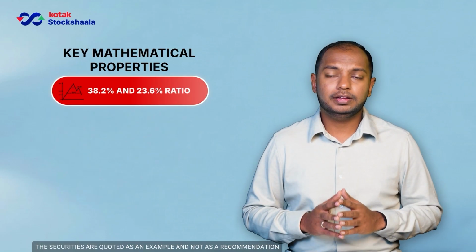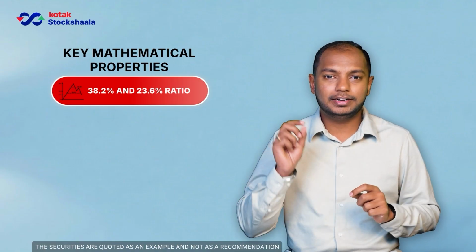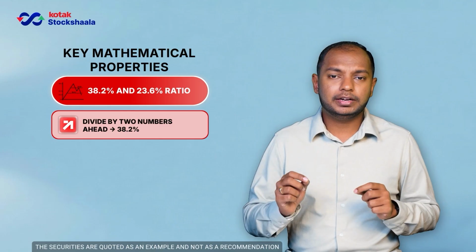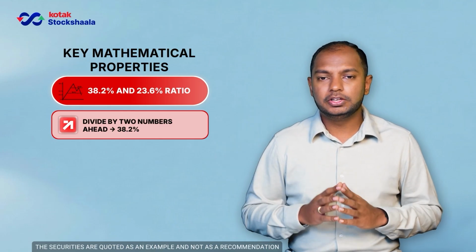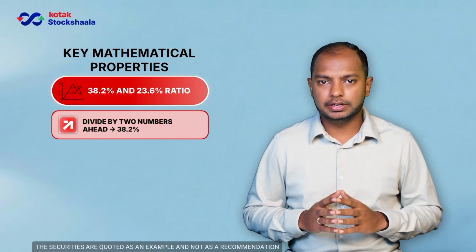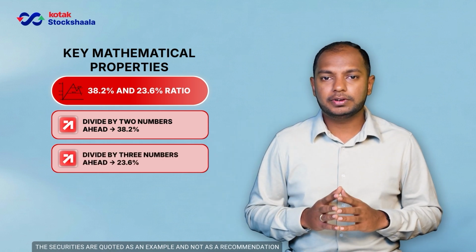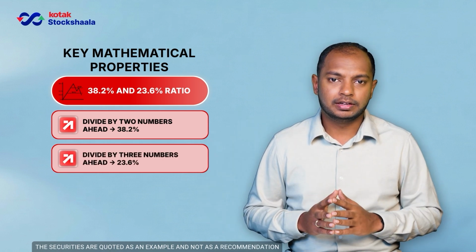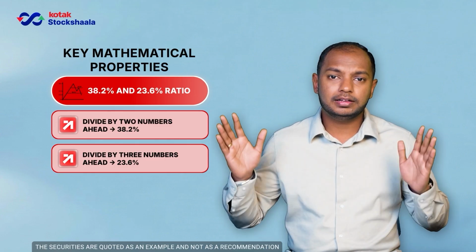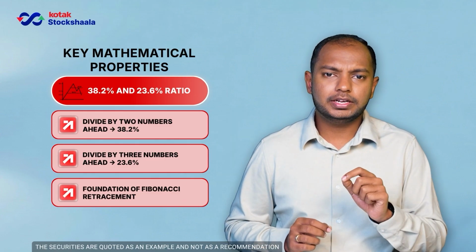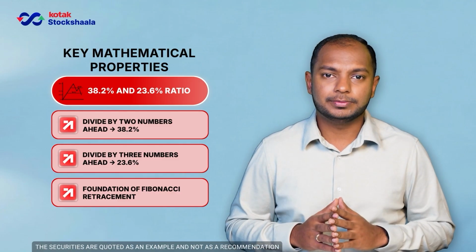The third property is 38.2% and 23.6%. Any number in the sequence, if you divide it by the number two places ahead, you're going to get 38.2%. But the same number, if you divide it by the number three places ahead, you're going to get 23.6%. And this holds across the entire sequence of numbers. These three ratios form the foundation of Fibonacci retracement.